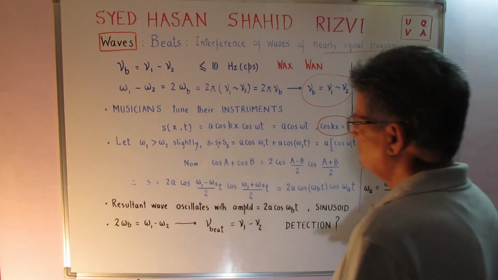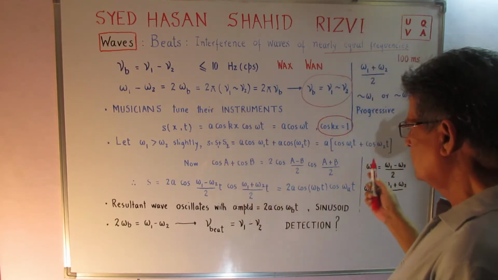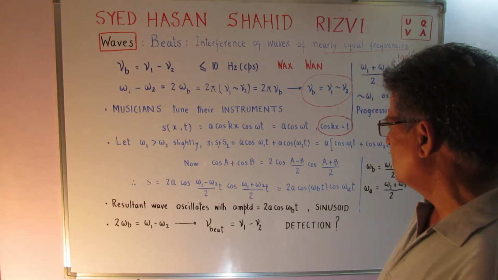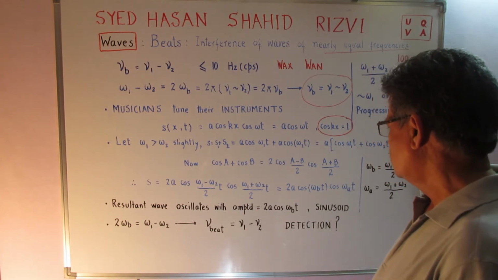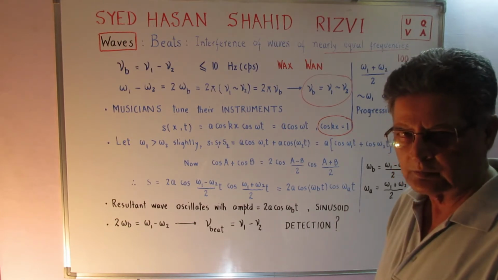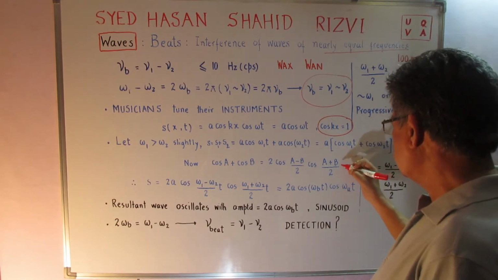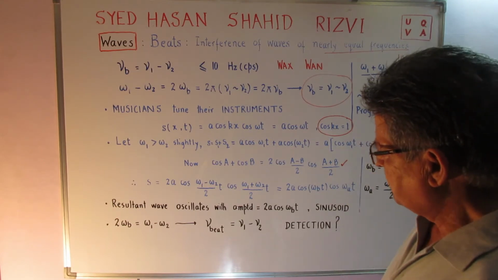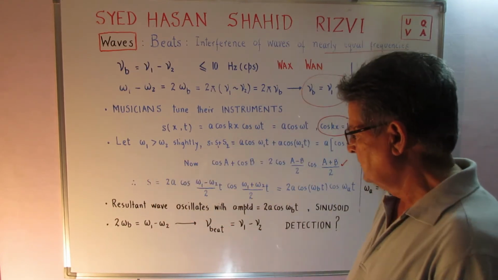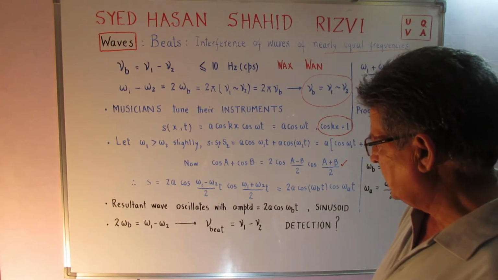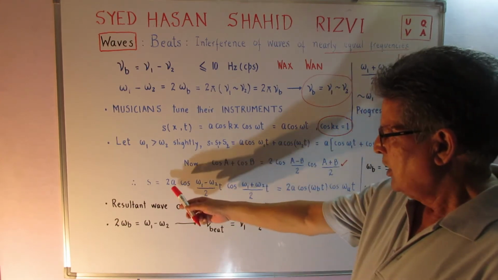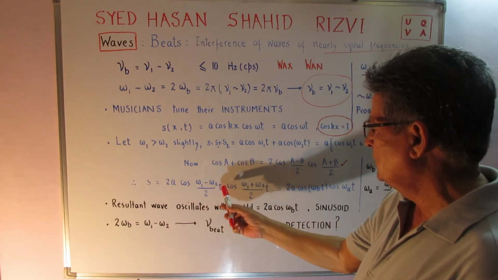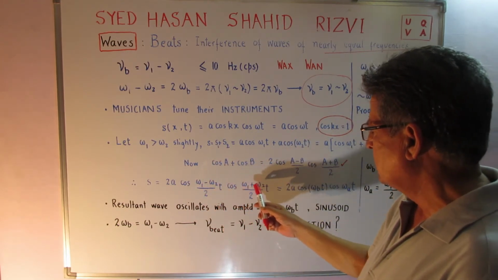Now there is the trigonometrical identity: cos of a plus cos of b is equal to 2 cos of (a minus b) by 2 times cos of (a plus b) by 2. So using this identity, what I obtained is that the disturbance S has two very interesting things: 2a cos of (omega 1 minus omega 2) by 2 times t, and cos of (omega 1 plus omega 2).